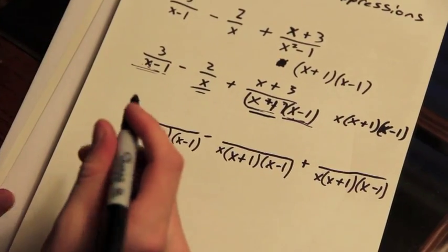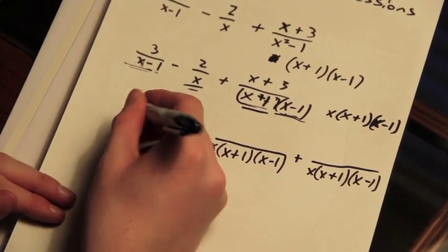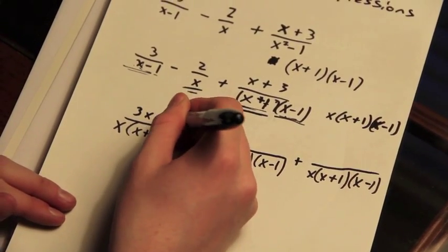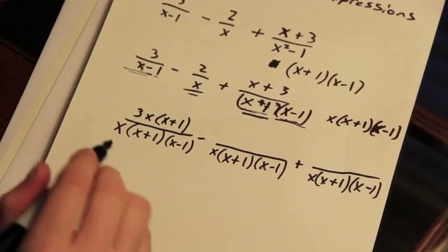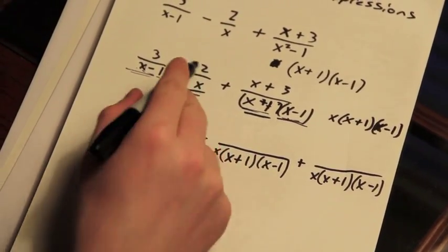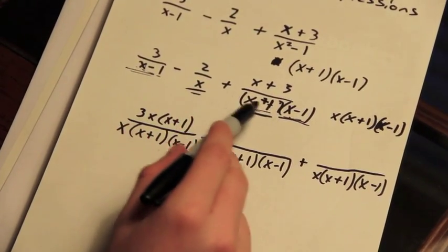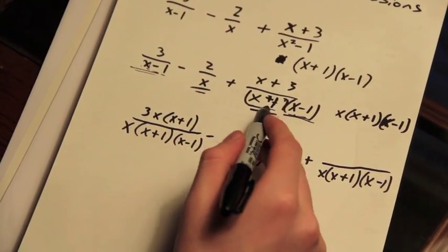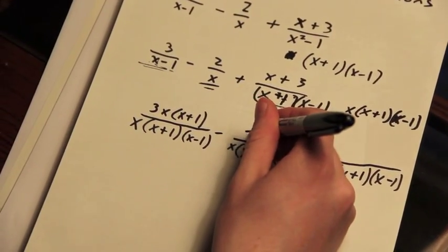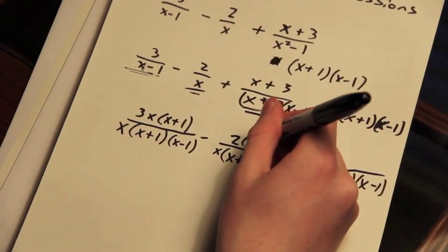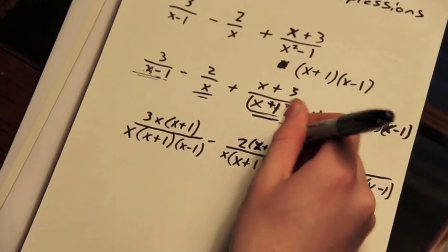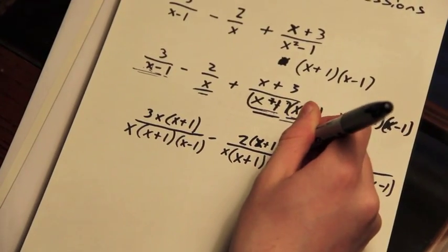So we'll have to do the same on the top, which means that the top will look like this: 3x and then x plus 1, because those are the two components that were not already on the bottom. And then the same will go for the second one. We had a 2, and the x was already there, but these two components weren't incorporated yet, that and that. So we'll go ahead and write 2 times x plus 1 times x minus 1.